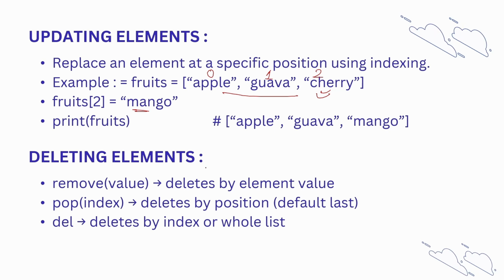Next is deleting elements. There are 3 ways to delete. First, remove value: we specify whatever value we want to remove and say remove value. Or we mention the index at which the element we want to remove is present and say pop that index, so it will delete by position. And then third is using the del method, which deletes an index or the whole list. Okay, I'll just show you the example on PyCharm.